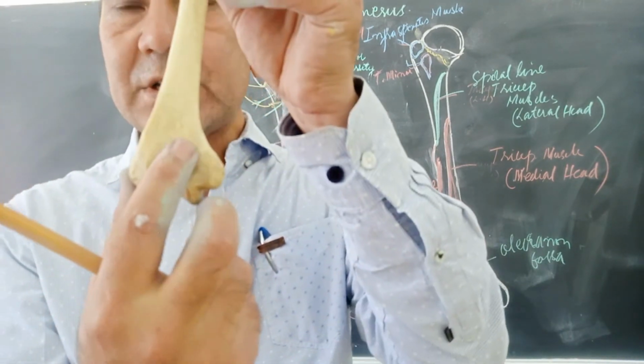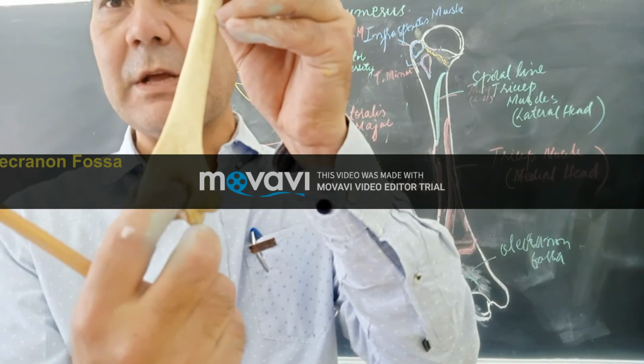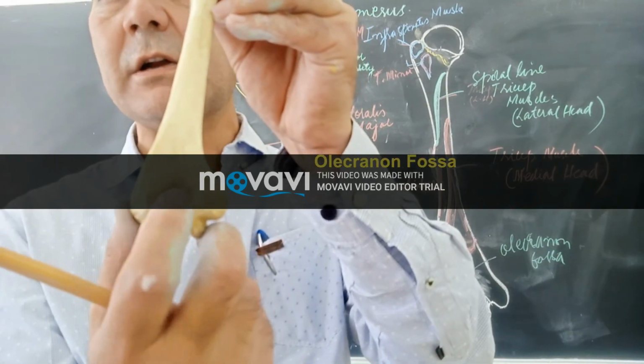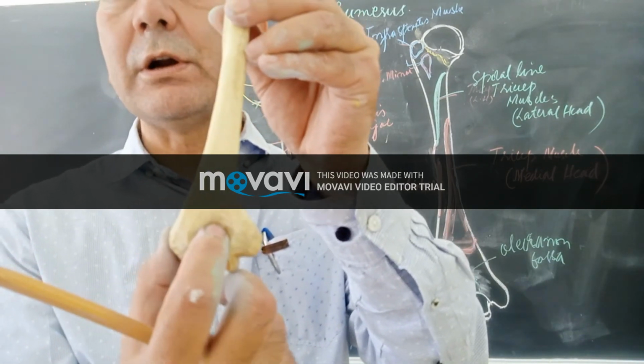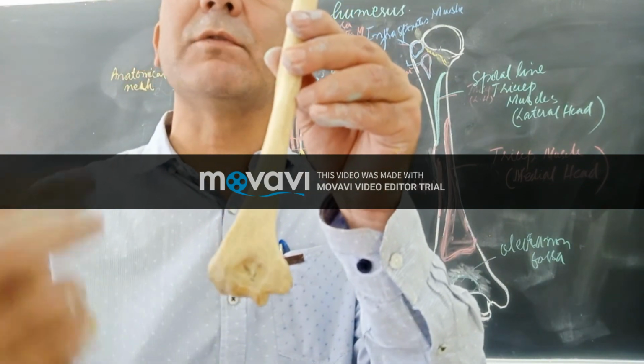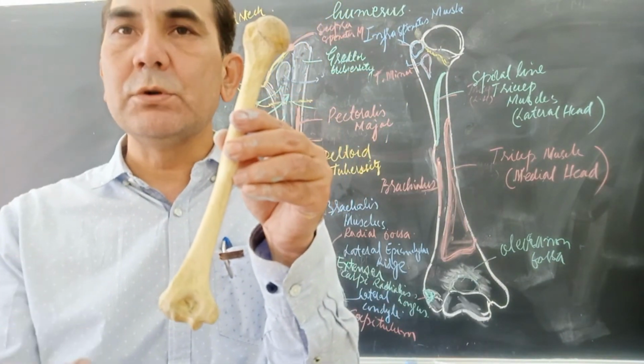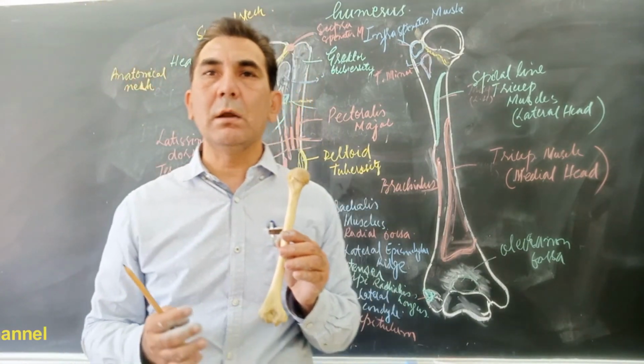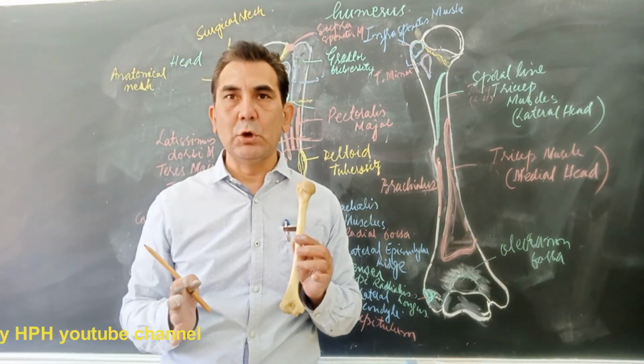At the lower extremity, which is triangular in shape, only one fossa is present on the back side. This is called the olecranon fossa, and it is for the attachment of the olecranon process of the ulna bone to make the elbow joint. So this is all about the humerus bone.